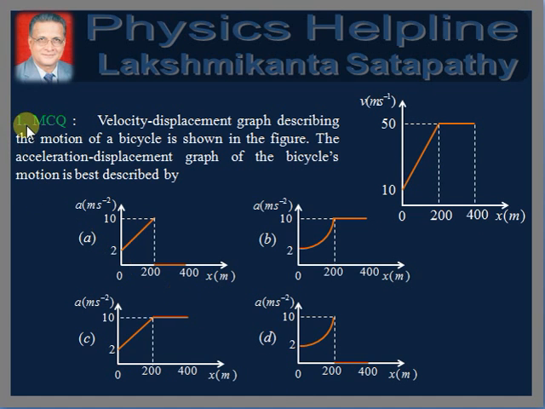Question 1. This is a multiple choice question. It is about the velocity displacement graph describing the motion of a bicycle. This graph is shown in the figure. We are required to find the corresponding acceleration displacement graph for the same motion. The options are given in the question. We are required to find the correct option.